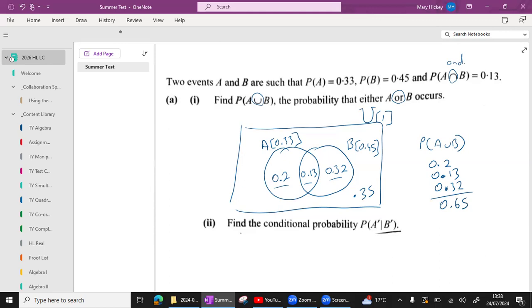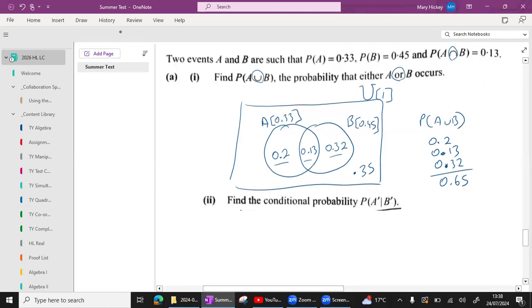Okay. Find the conditional probability of A complement given B complement. So what we need to do here is write the formula for our conditional. So we do the probability of A complement intersection B complement, all over the probability of B complement. So that's the formula we would have used in class. So now it's just a case of filling it in. It's the intersection of the complements.